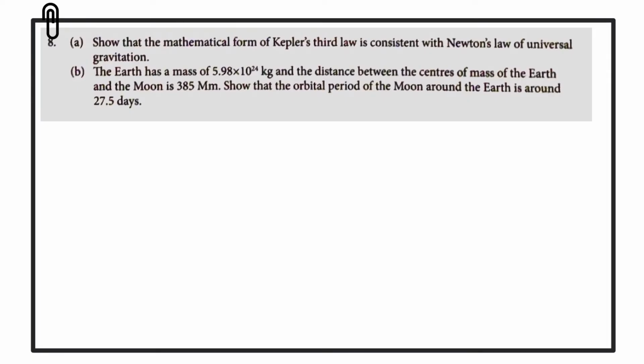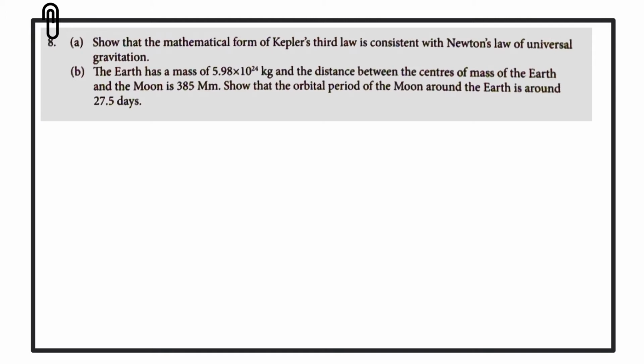Hi folks, in this video we're going to have a look at what is meant by Kepler's third law of motion, and we're going to look at how we can apply that to calculations, along with gravitational fields. So with this question, part A is asking us to show that the mathematical form of Kepler's third law is consistent with Newton's law of universal gravitation. So let's start off with what is Kepler's third law.